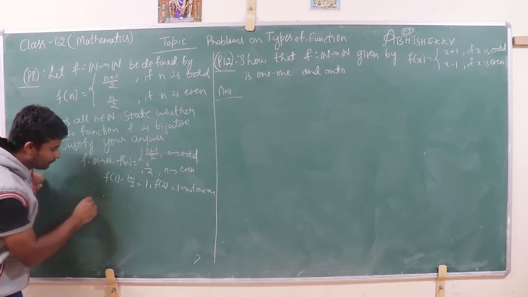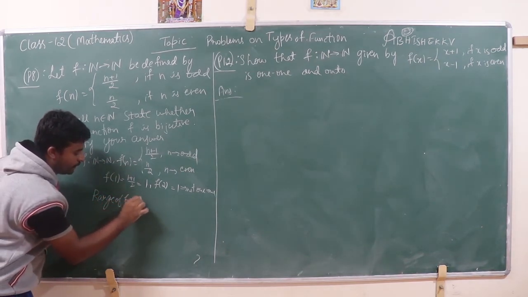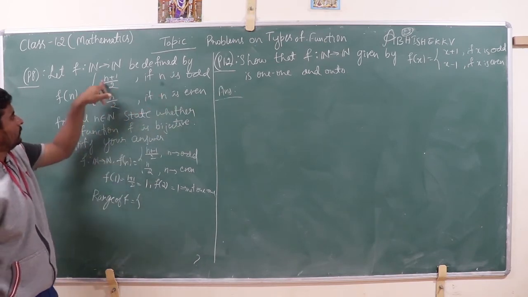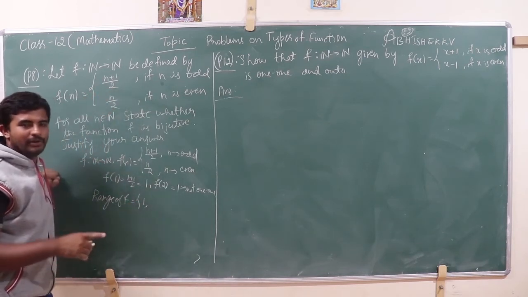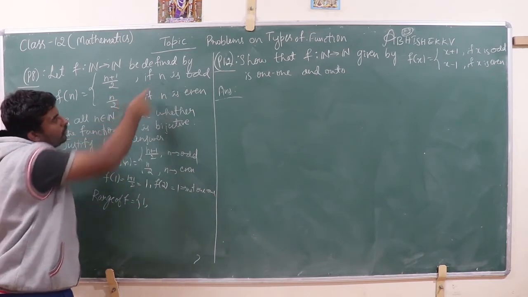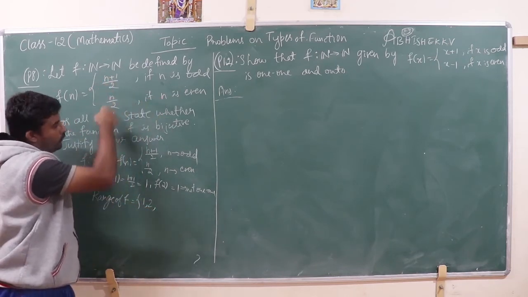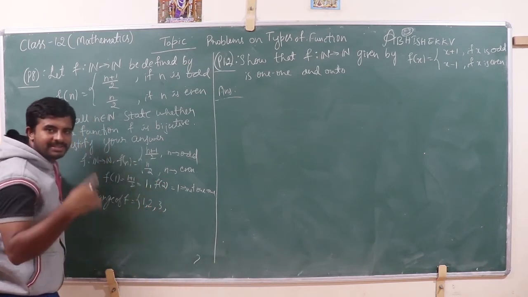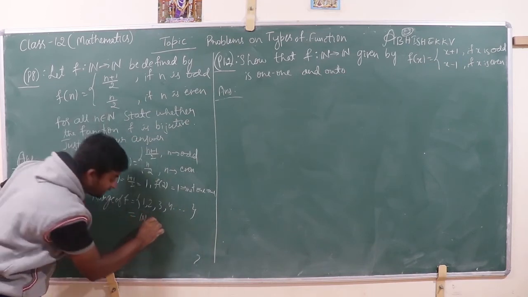Then what about onto? See, what is the range? Range of function f: if I put n equal to 1, (1 plus 1) by 2 is 1. If I put n equal to 2, 2 by 2, again 1. Then if I put n equal to 3, odd, (3 plus 1) by 2, 4 by 2, this is 2. For n equal to 4, 4 by 2, 2. Then for 5 and 6, we are getting 3. For 7 and 8, we are getting 4. This is also equal to the set of natural numbers.